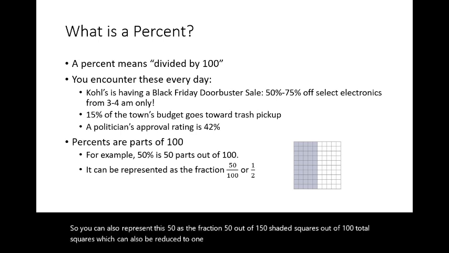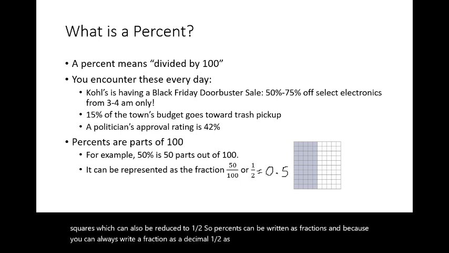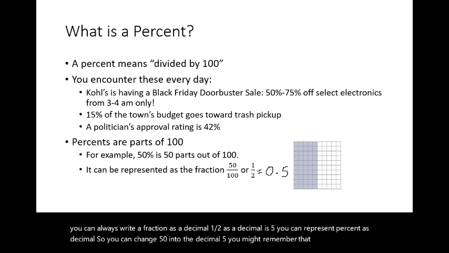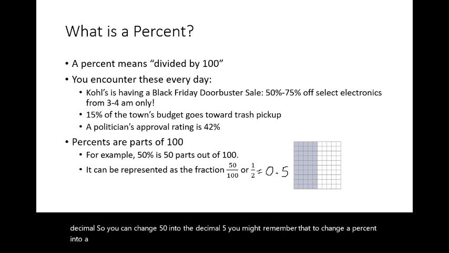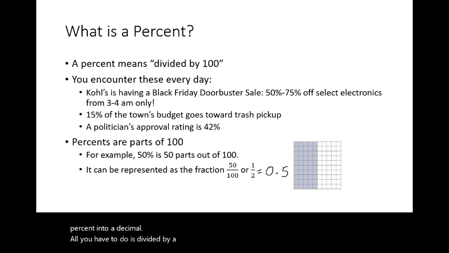So percents can be written as fractions, and because you can always write a fraction as a decimal, 1/2 as a decimal is 0.5, you can represent percents as decimals. So you can change 50% into the decimal 0.5. You might remember that to change a percent into a decimal, all you have to do is divide it by 100 or move the decimal point to the left 2 places.